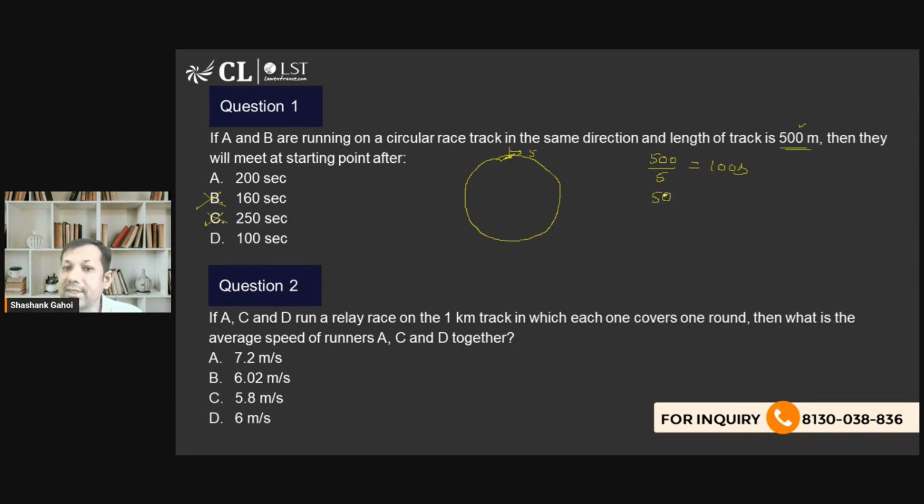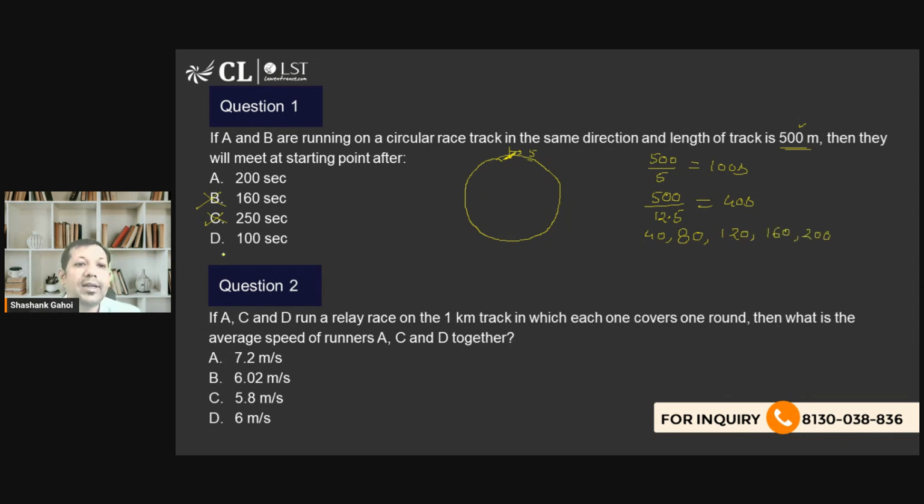What is the distance that B is going to cover? That is 500. What is the speed? That is 12.5. So this comes out to be how much? It is going to be 40 seconds. So B is going to reach the starting point after every 40 seconds. So B is going to be here at 40 seconds. Then B is going to cover another circle in the next 40 seconds, so 80 seconds, then 120 seconds, then 160 seconds, then 200 seconds.